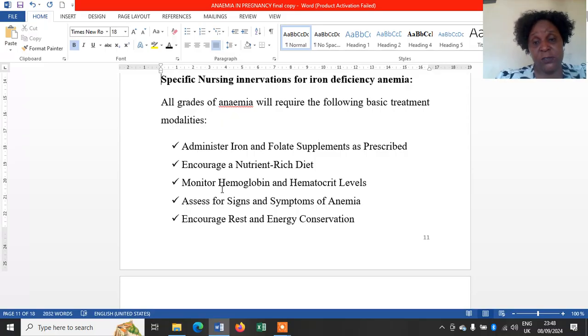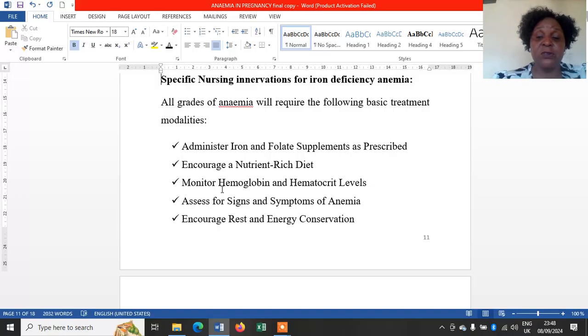If this patient is not in severe anemia, she's having mild to moderate, these are the key things we must do. Administer iron and folate supplements as prescribed. I think this is always done on antenatal. Encourage a nutrient-rich diet. I think all the midwives do this under health education talks. Monitor hemoglobin and hematocrit levels. I believe this is always done at the first antenatal visit and periodically.